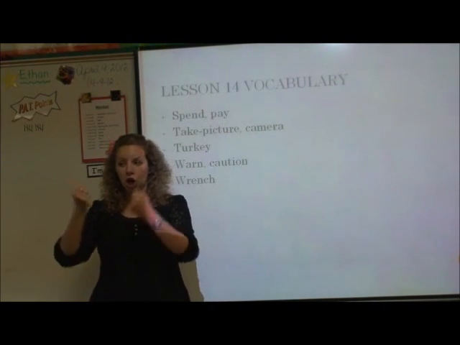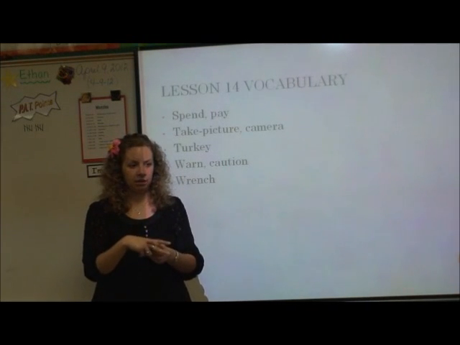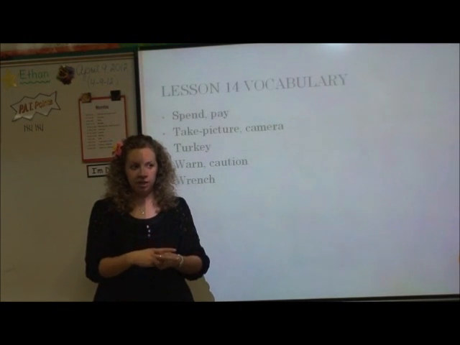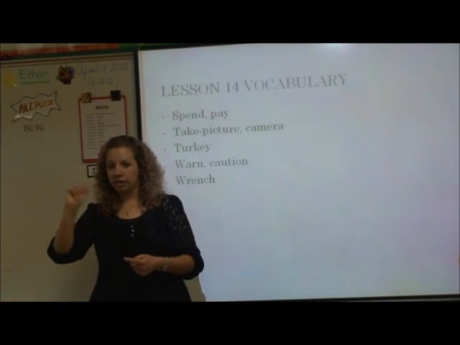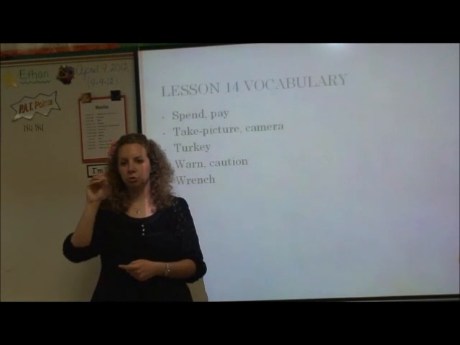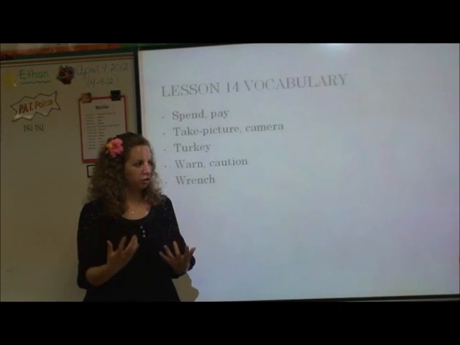If you do car, and then you do the sign for wrench, this is mechanic. So car wrench is mechanic. If you do toilet wrench, that's plumber. So if you spell tool and then show the sign, that clarifies it's a wrench.